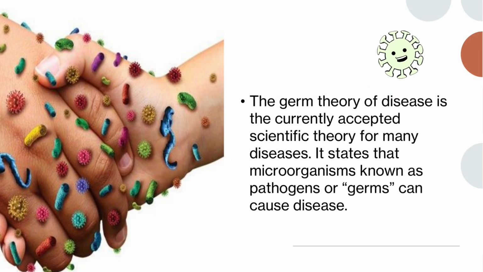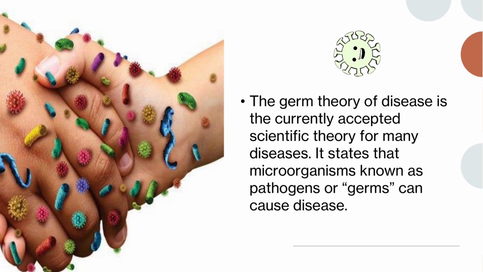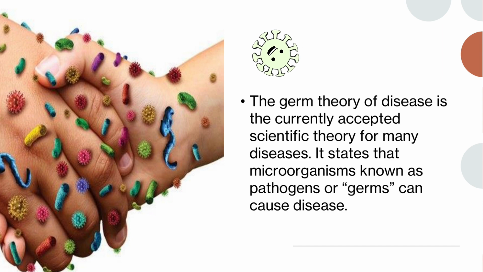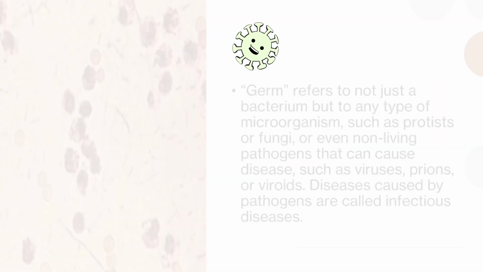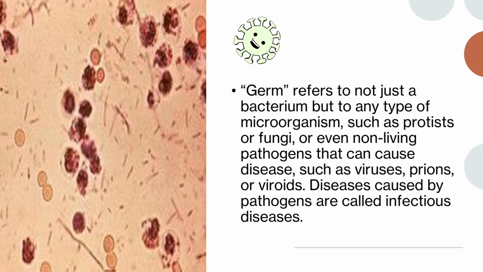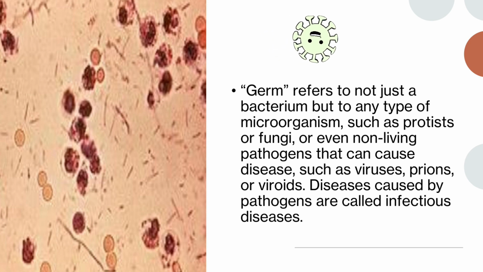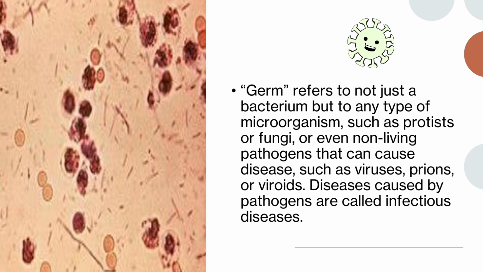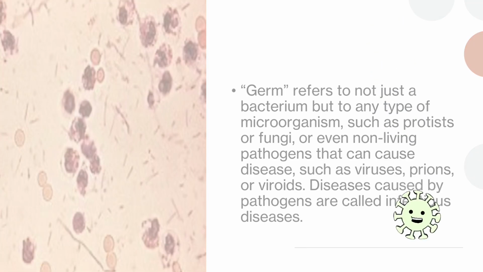The germ theory of disease is the currently accepted scientific theory for many diseases. It states that microorganisms known as pathogens or germs can cause disease. Germ refers to not just a bacterium but to any type of microorganism, such as protists or fungi, or even non-living pathogens that can cause disease, such as viruses, prions, or viroids. Diseases caused by pathogens are called infectious diseases.